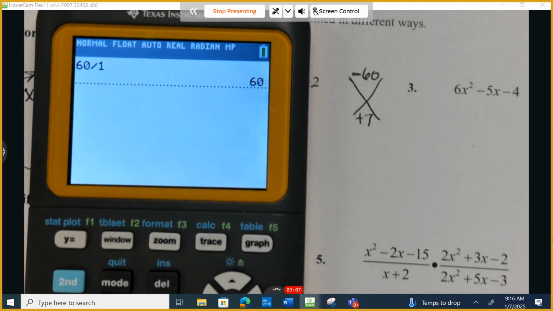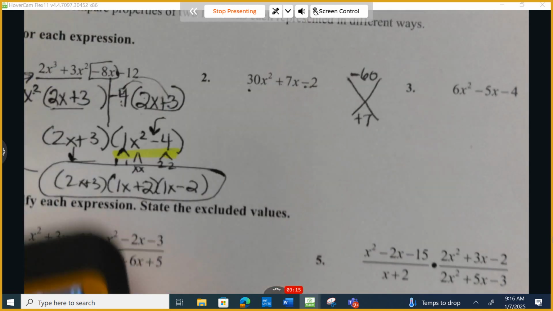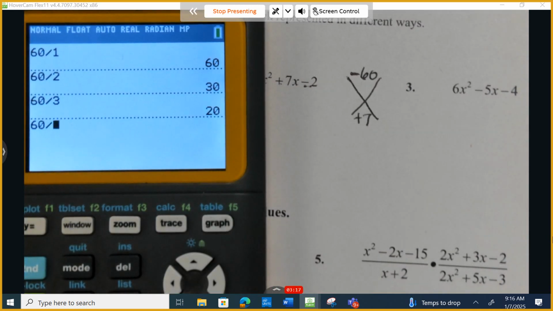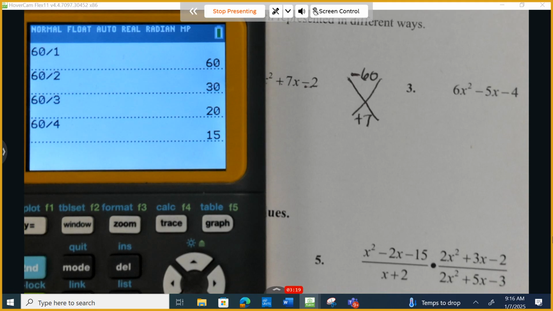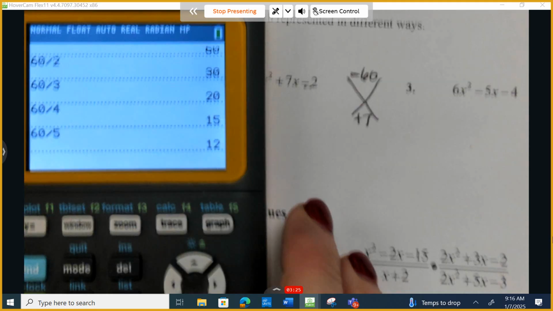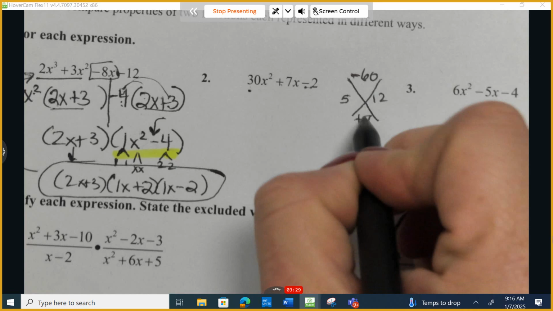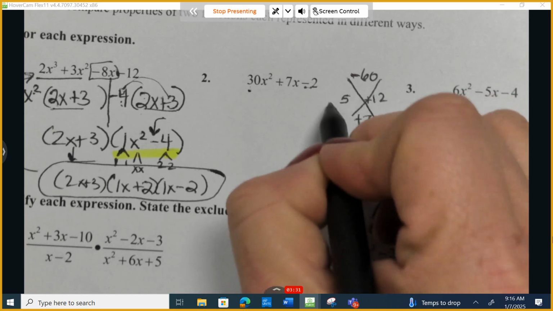I'm like, okay, can 1 and 60 give me 7? No. Can 2 and 30 give me 7? No. Can 3 and 20? Nah, that doesn't work either. Let's try 4 and 15. 4 and 15 does not work. Oh, here we go. 5 and 12. The difference in 5 and 12 is 7. So 5 and 12 work. They have to be different signs, and the larger of the numbers is positive.